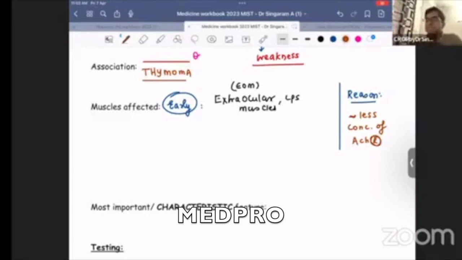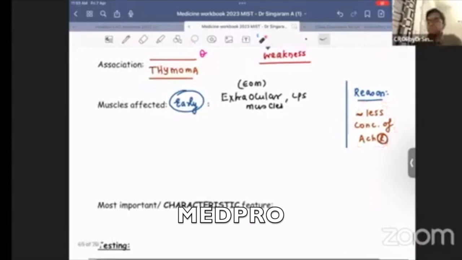Are you able to understand this? That is the meaning. There is a less concentration of acetylcholine receptor in these areas. So that is why extraocular muscles and levator palpebrae become the first muscles to get affected.